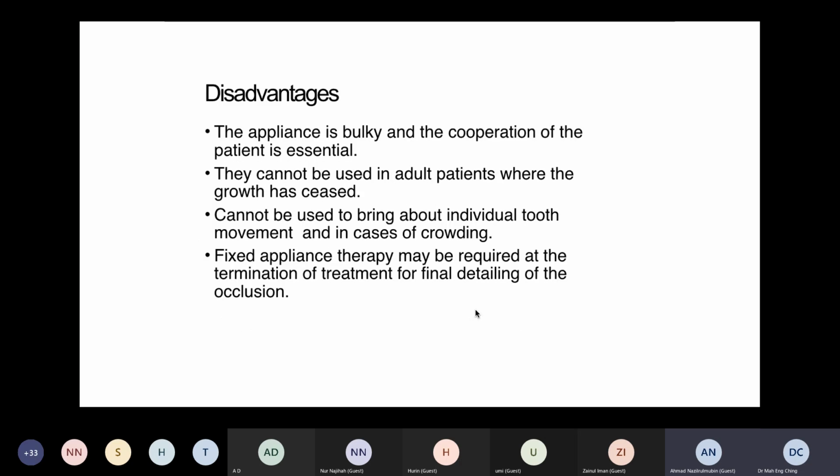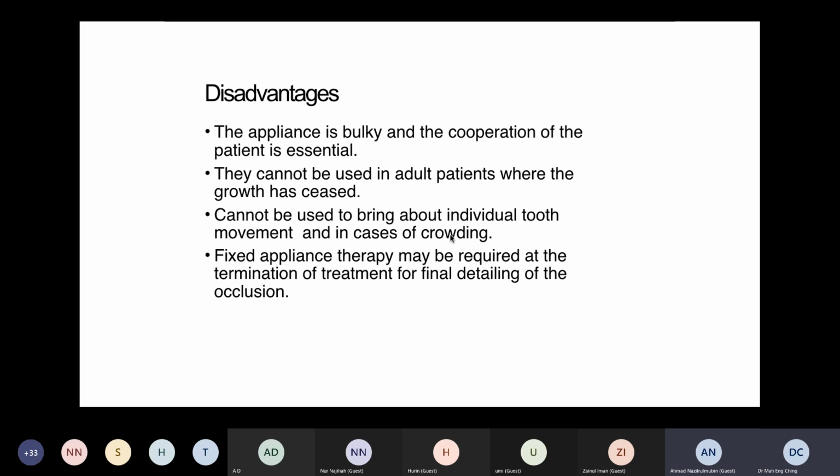What are the disadvantages of this myofunctional? The appliance is bulky because there are so many pieces on top and bottom. Then they have a certain height, then they have a block. So this one can be quite bulky. And the cooperation of the patient is essential. When we come to removable, patient compliance is essential. They cannot be used in adult patients where the growth has ceased. So when the patient has stopped growing, then we cannot use this. This one we mentioned.